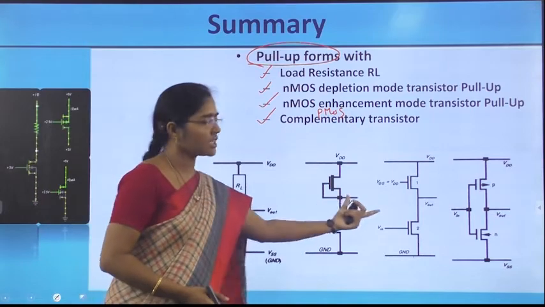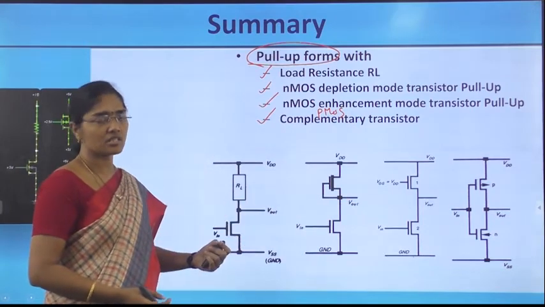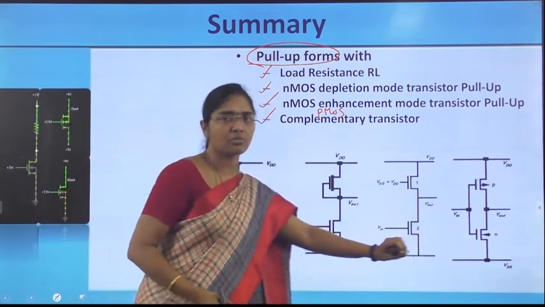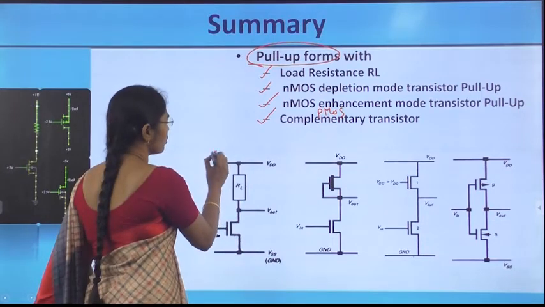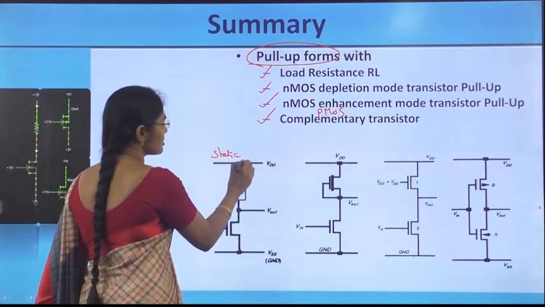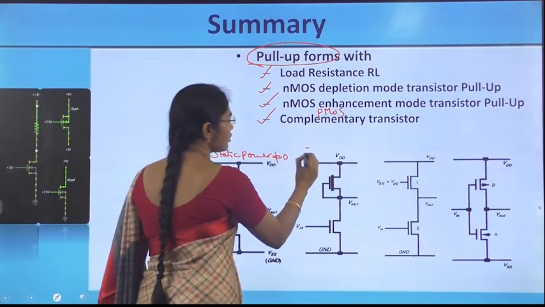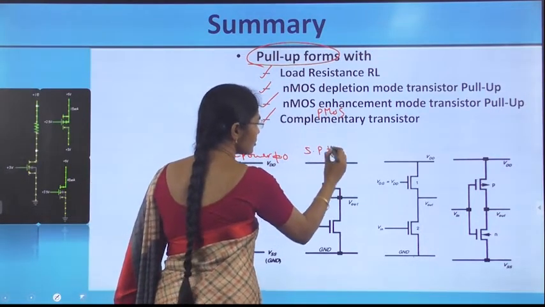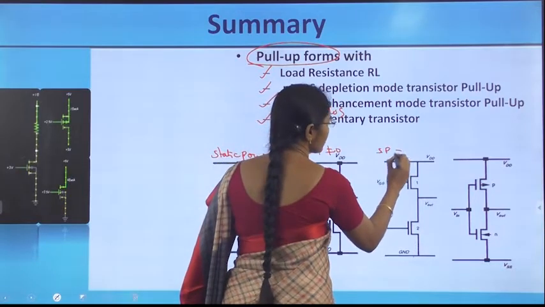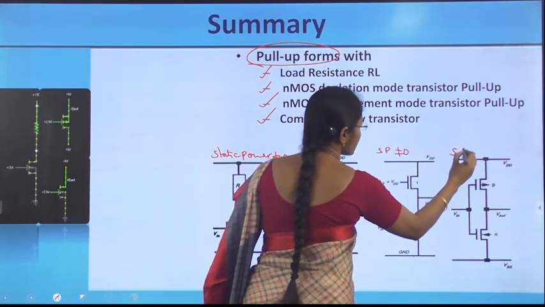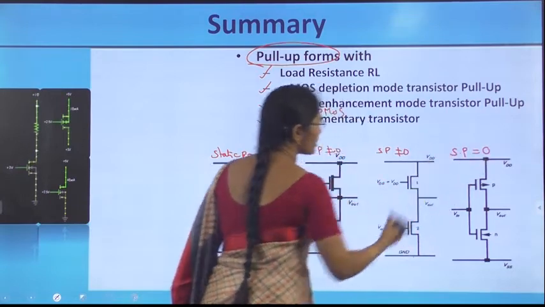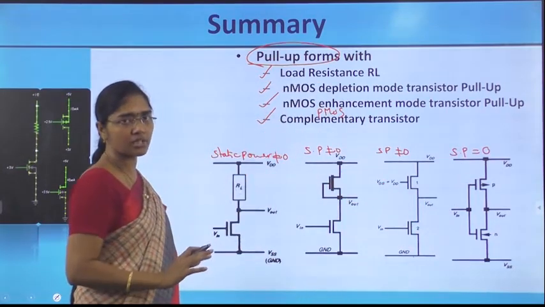For the first 3 cases, static power exists. For the 4th case, static power is 0. So the first comparison is power dissipation. Static power is not 0 here, and here also static power is not equal to 0, and here also static power is not equal to 0. But static power is equal to 0 here, because there is no static power.